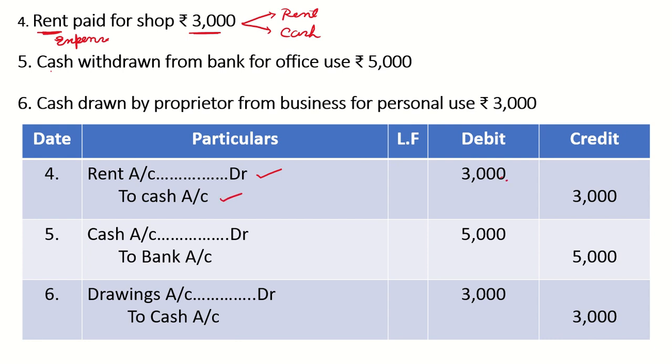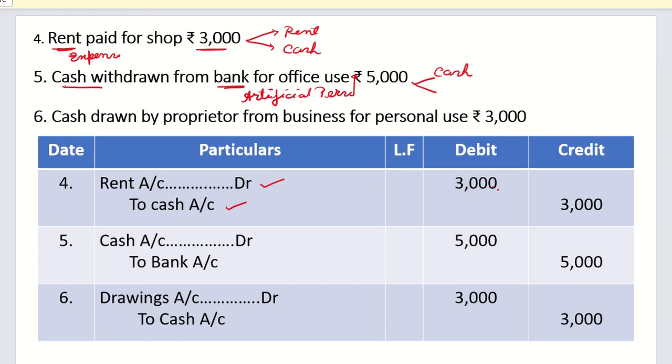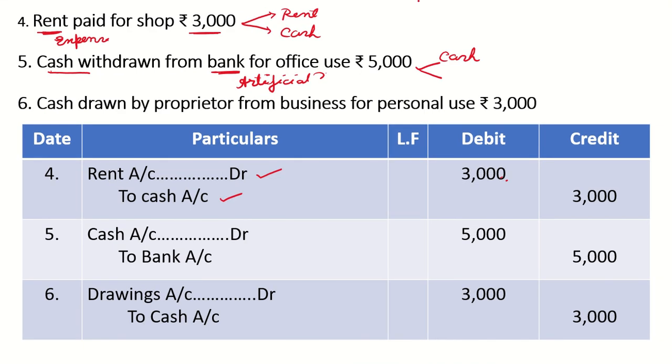Okay, so the fifth entry is cash withdrawn from bank for office use. Now here they are withdrawing the cash, meaning what? Cash is coming in. So cash account from bank. Now who is bank here? Bank is an artificial person. Now, artificial persons are the banks, companies, okay, and the charitable institutions and all. So bank is an artificial person here.